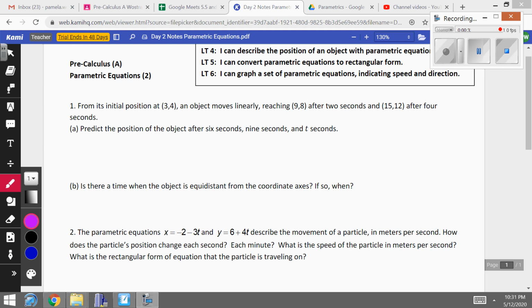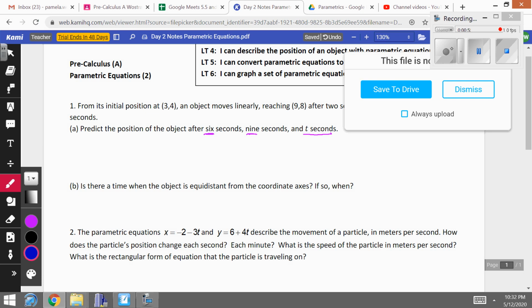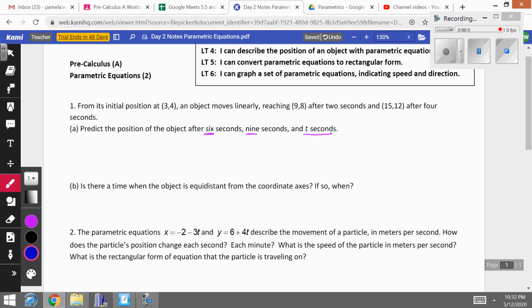So let's look at the first one here. From its initial position at 3, 4, so it's giving us a starting point, an object moves linearly, so we know it's a line, reaching 9, 8 after 2 seconds and 15, 12 after 4 seconds. So let's think about it here. We want to predict the object after 6 seconds, 9 seconds, and t seconds, okay? So if we are starting off at 3, 4, and then after 2 seconds, it gets to 9, 8, we really are just trying to think through a pattern.